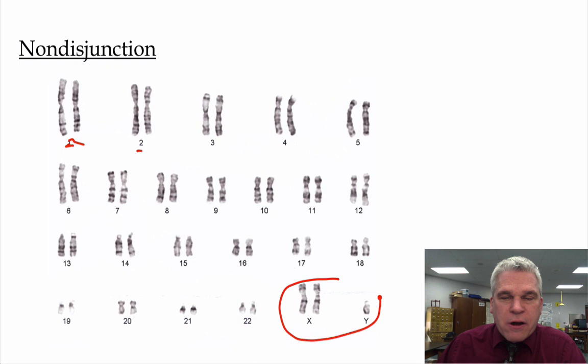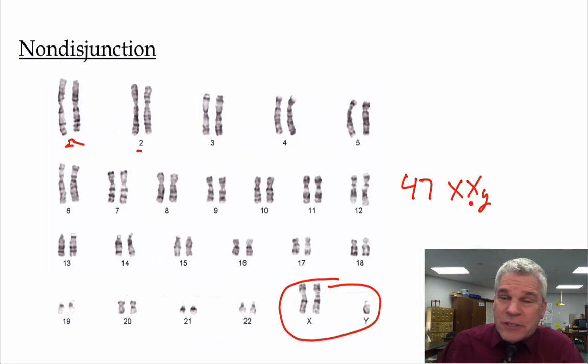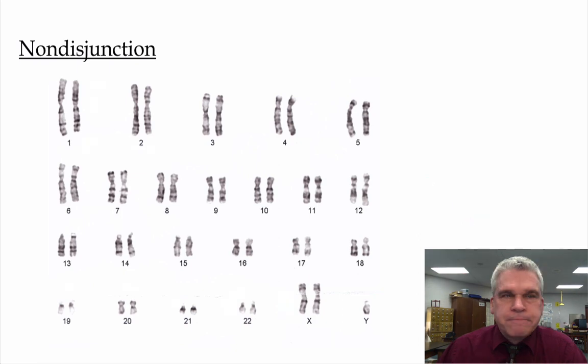However, there are 3 sex chromosomes. So this individual has 47 chromosomes, and they are XXY. So then the question is, are they male or female? Well, they're actually male, because they have a Y chromosome. There is a gene on the Y chromosome called the SRY gene that determines the sex of the baby. This is known as Klinefelter syndrome.